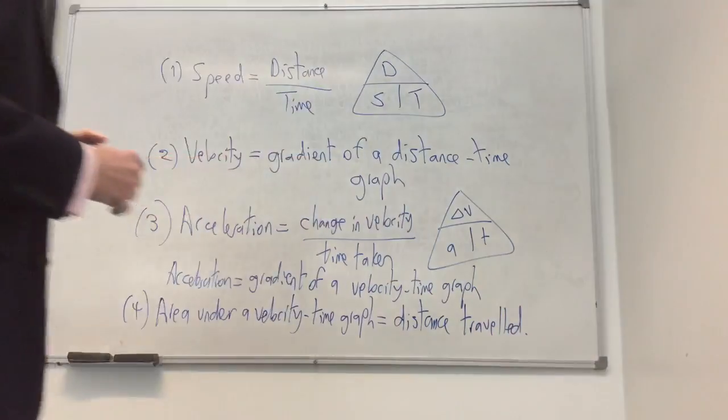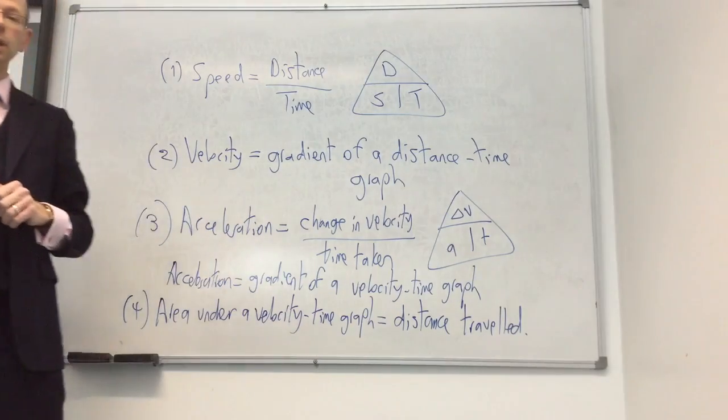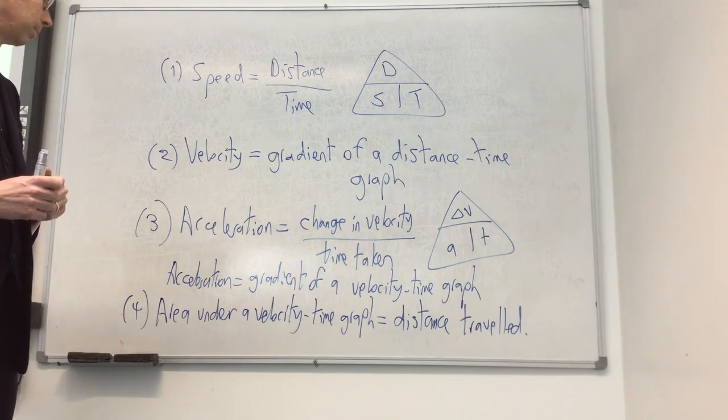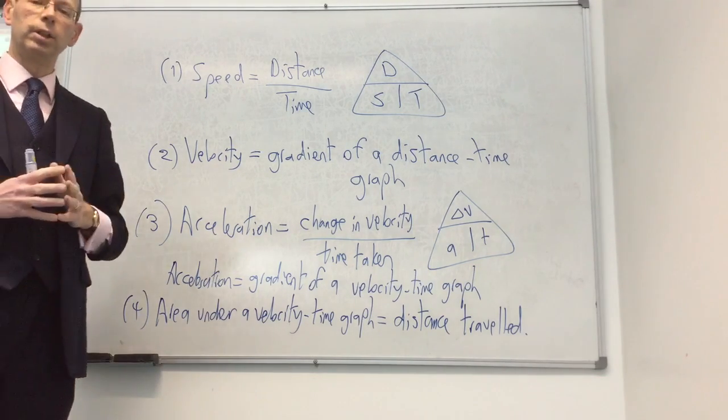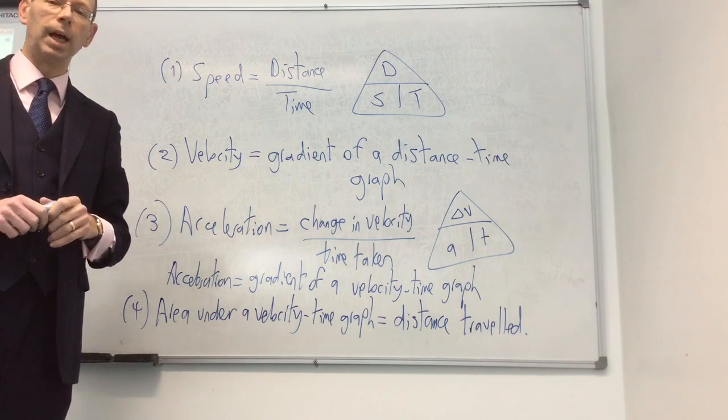So that's really it. Speed is distance divided by time, velocity is the gradient of a distance time graph, acceleration is the gradient of a velocity time graph, and the area under a velocity time graph tells you the distance travelled. That's all you need to know about motion graphs.